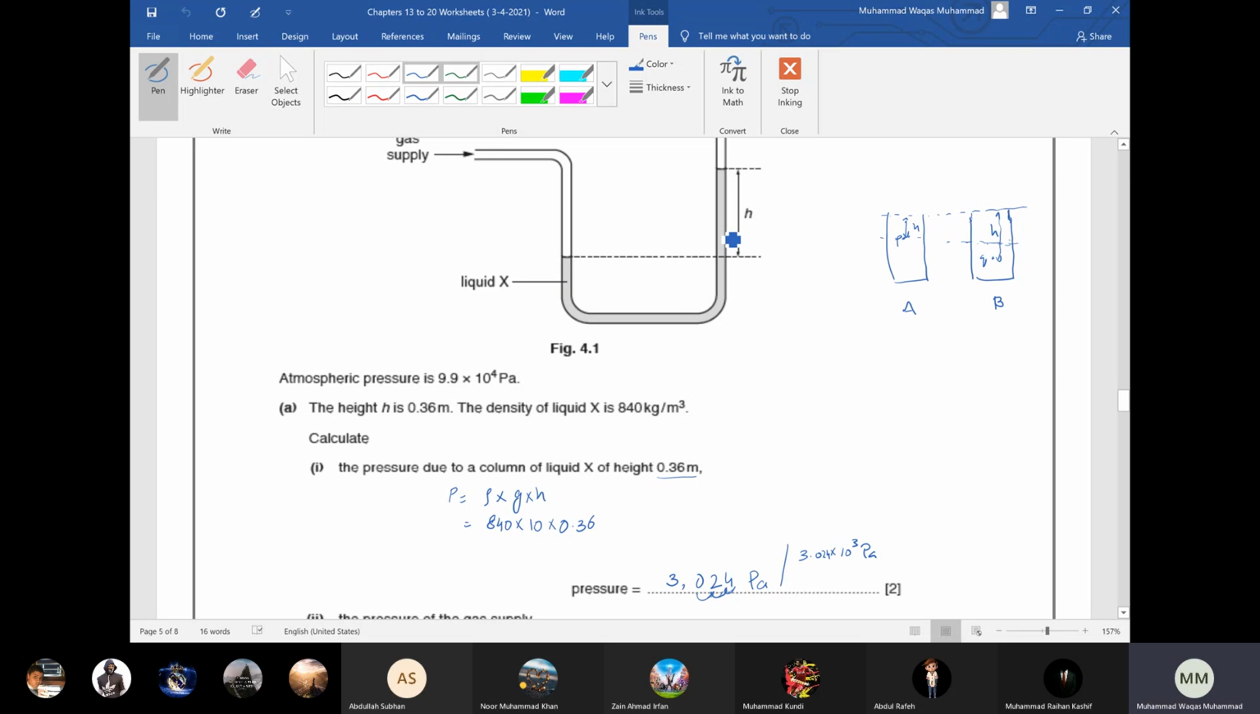Now beta, for the same pressure, if we use a liquid with greater density, the same pressure would be caused by the same length of liquid column, or should the length of the liquid column increase or decrease? The liquid is more dense, the same pressure.